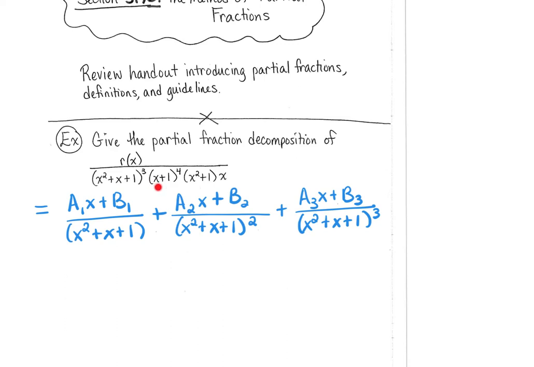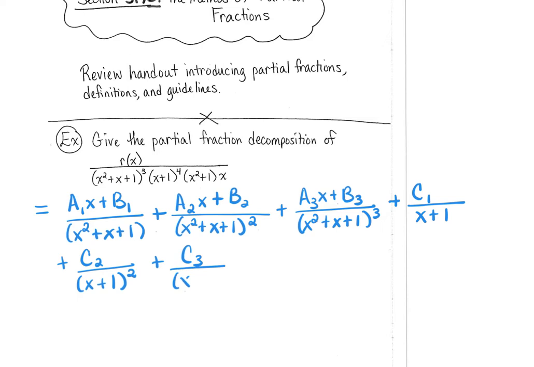And then we're dividing it by x plus 1, that quantity to the fourth. This is a linear factor that's repeated 4 times, so our numerical coefficient for our numerator should be a constant. So we say plus c1 over x plus 1, plus c2 over x plus 1 squared, plus c3 over x plus 1 cubed, plus c4 over x plus 1 to the fourth.